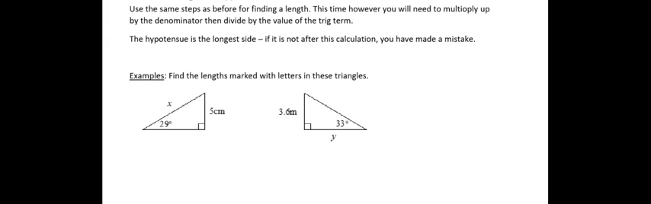So it says here, first of all, use the same steps as before for finding the length. This time, however, you'll need to multiply up by the denominator and then divide by the value of the trig term. That probably won't make an awful lot of sense to you at the moment, so we're going to look at it in practice in these examples.